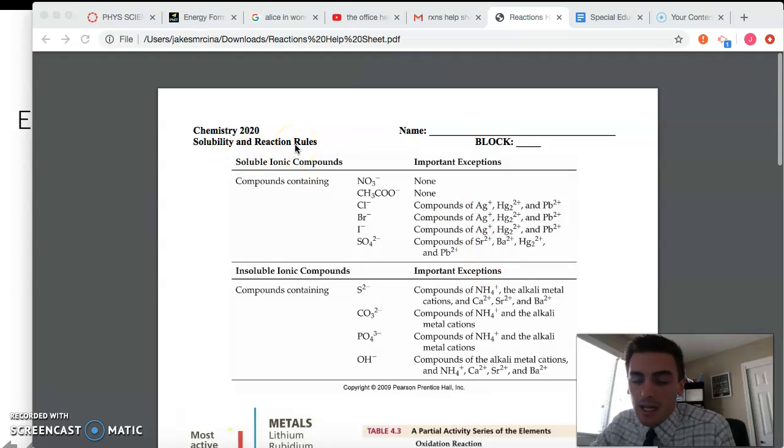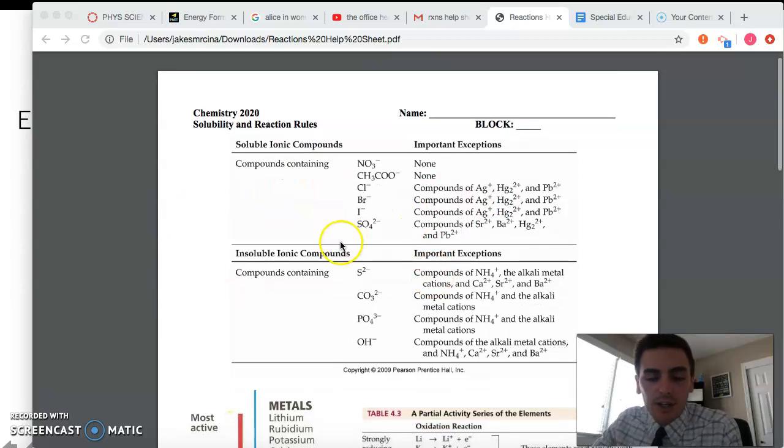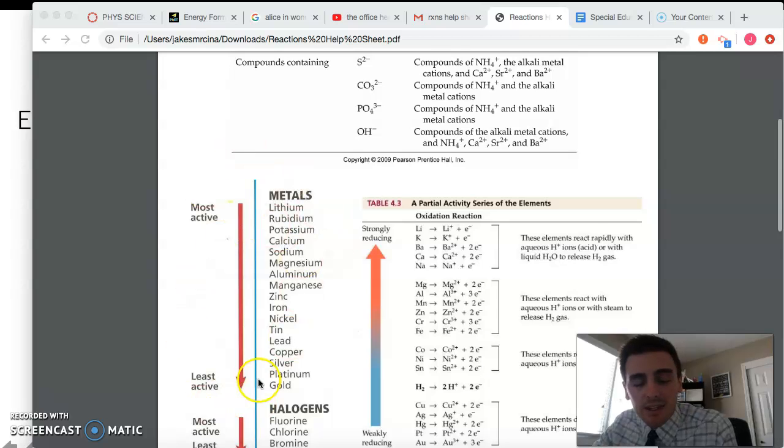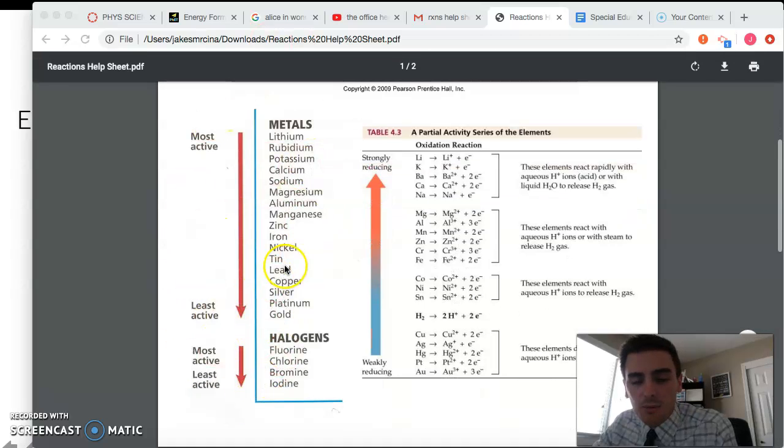It is your guide. Mr. McMahon uses his chem guide, so it might be a little different, but I'm going to make a few different videos of how to use it. So on the front side, there's some various things. This is called the activity series. We'll learn about this with single replacement reactions.